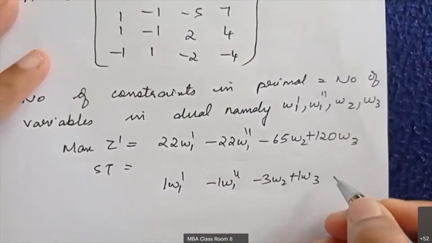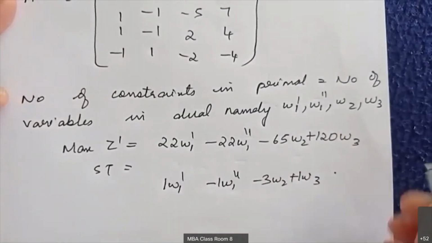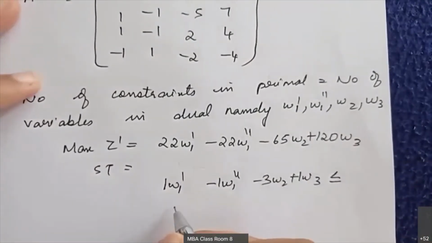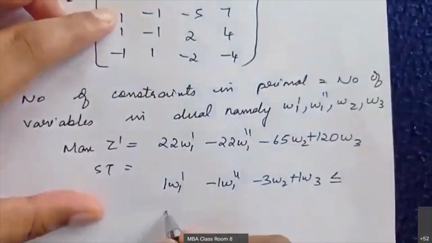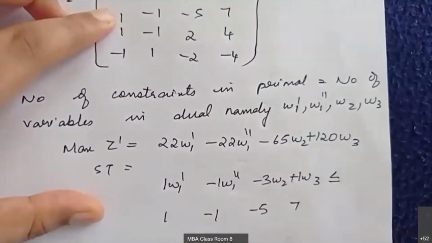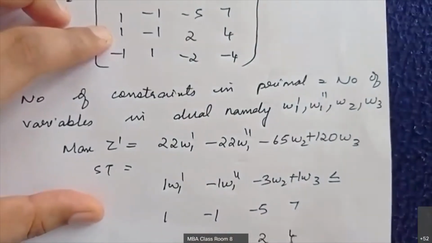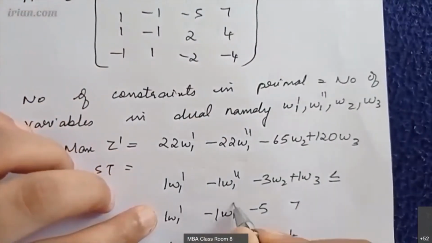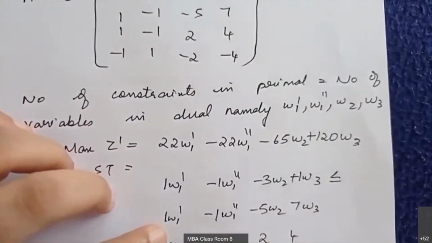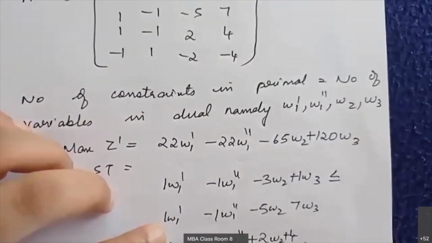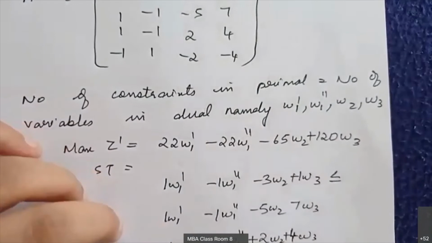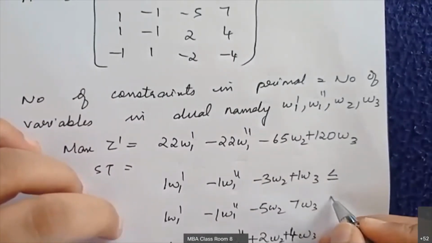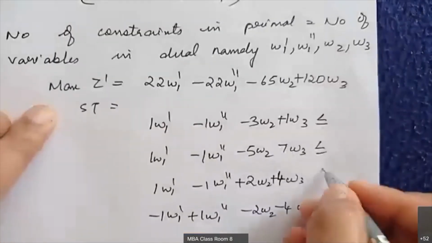Now what is going to be the right hand side of the dual? Over here I have maximization, so my symbol is going to be less than or equal to. We'll just complete it and then we'll come back. The second row I have 1, -1, -5 and 7. Third row 1, -1, 2, 4. Fourth row -1, 1, -2 and -4. Replace it with the variables W1 dash, W1 double dash, W2, W3. Our symbol is going to be less than or equal to, because here we have a maximization problem.